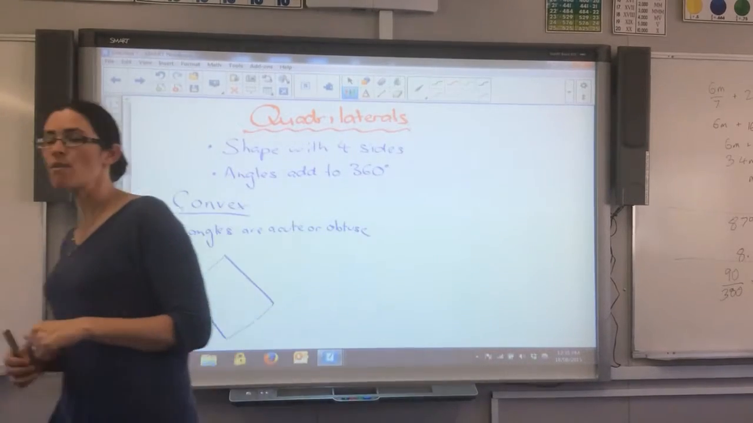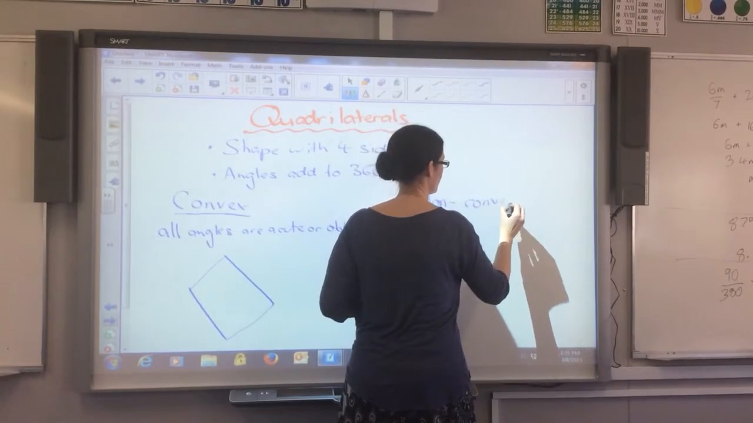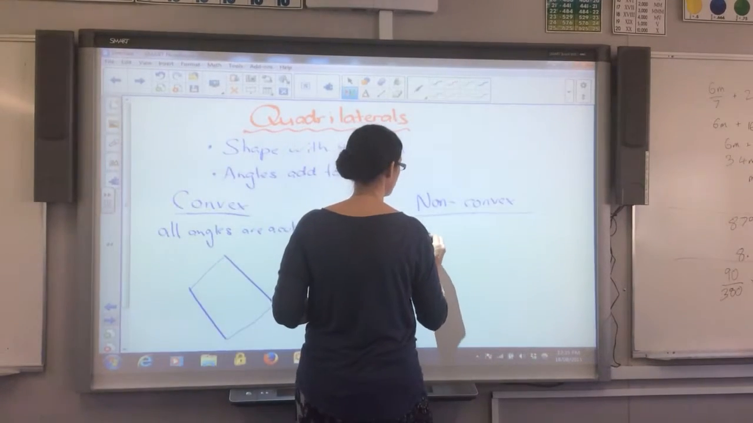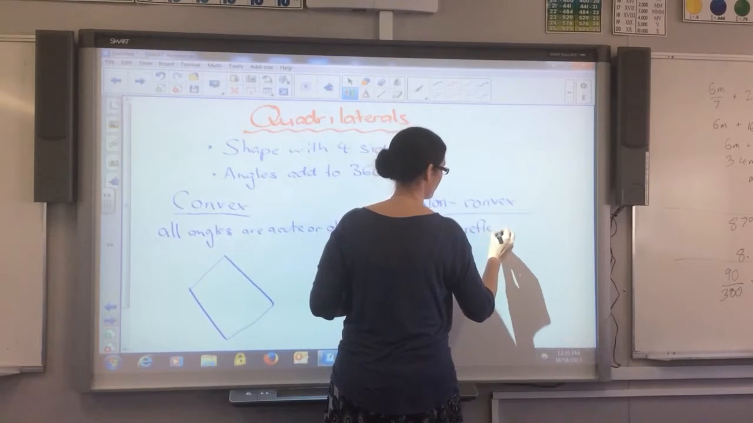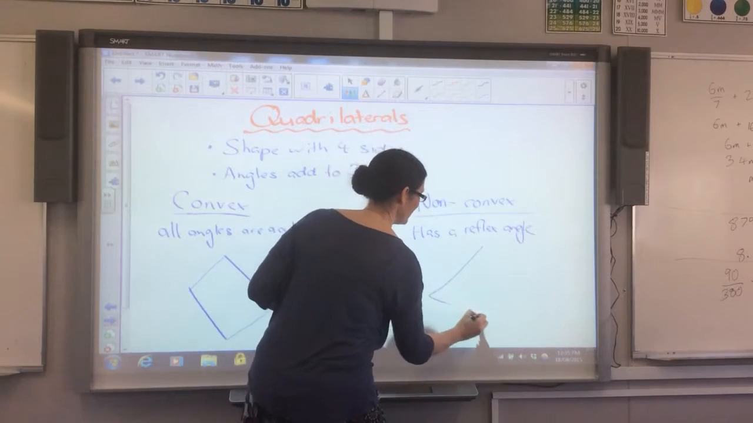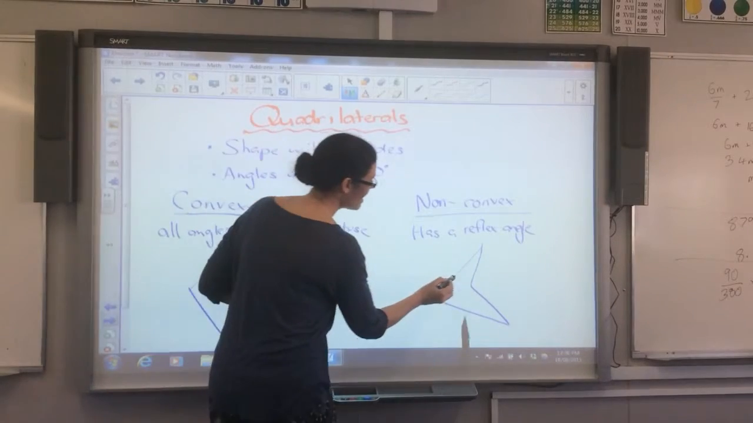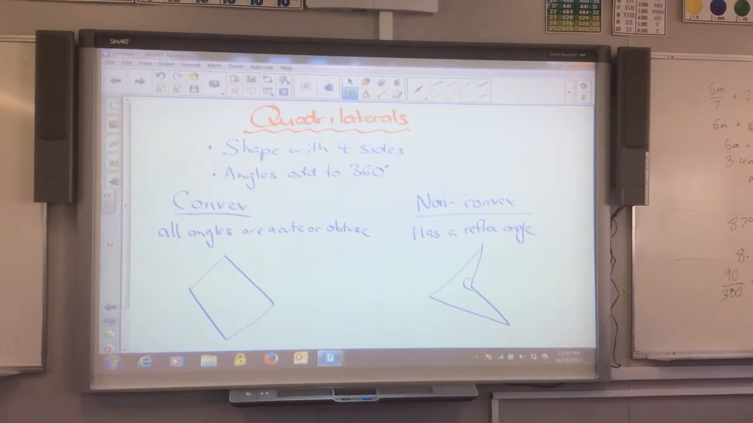Okay, so we also have shapes that are non-convex. A non-convex shape contains an angle inside it that is bigger than 180. What's an angle bigger than 180 called? Reflex. So it has a reflex angle. Except I can't spell today. Okay, so this shape also has four sides, but quite clearly this angle in here is well and truly bigger than 180. So it contains a reflex angle, and we would call that a non-convex quadrilateral. Okay?